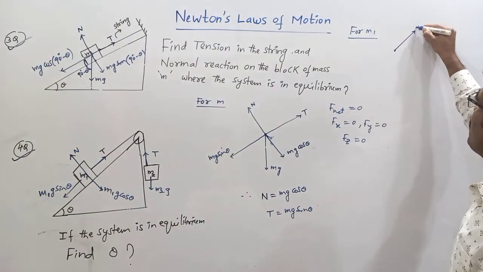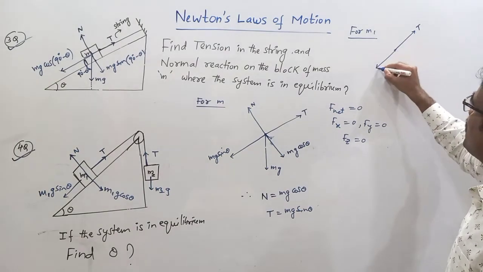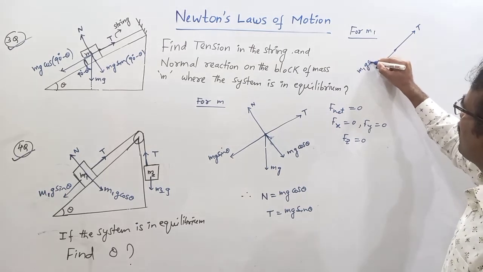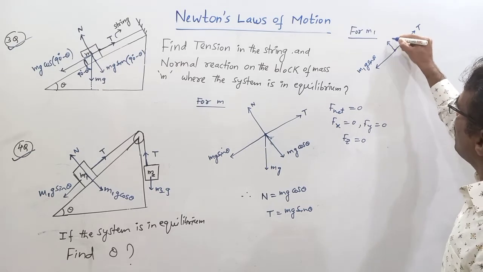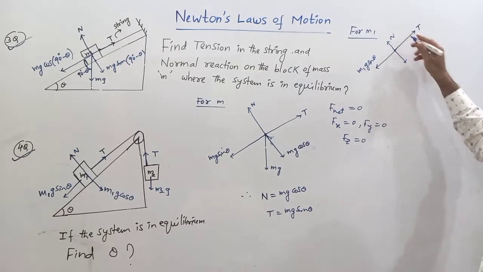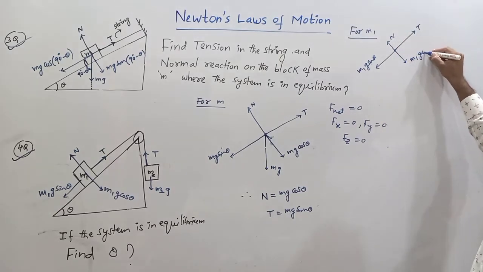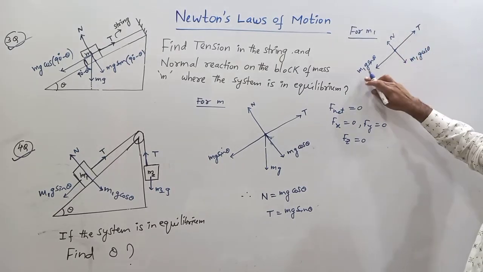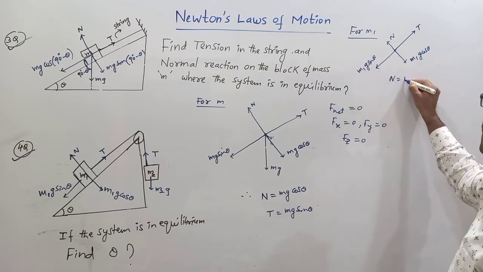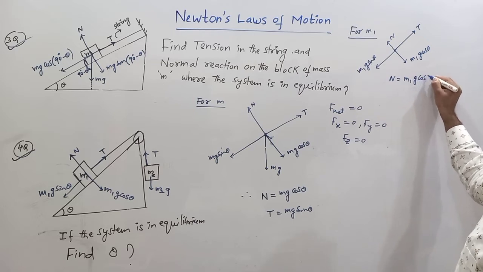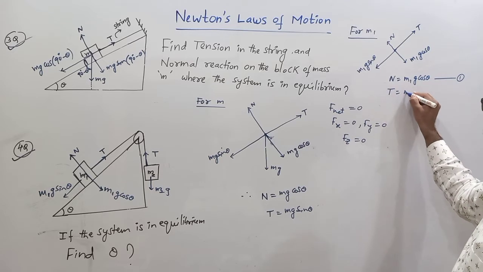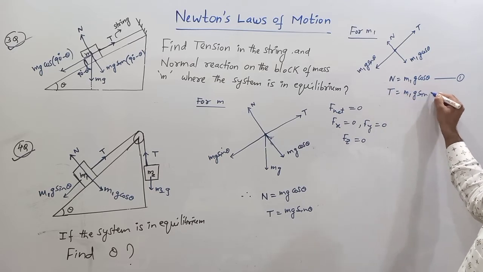That means T, exactly opposite, is M1g sin theta. This side, the opposite of N, is balanced by M1g cos theta. T is balanced by M1g sin theta. That means N equals M1g cos theta, equation 1. Here T is equal to M1g sin theta, equation 2.